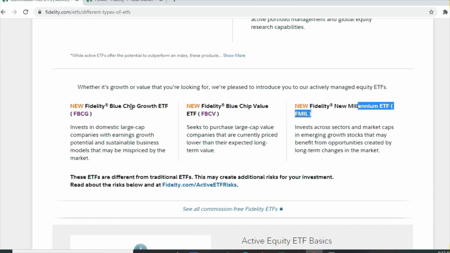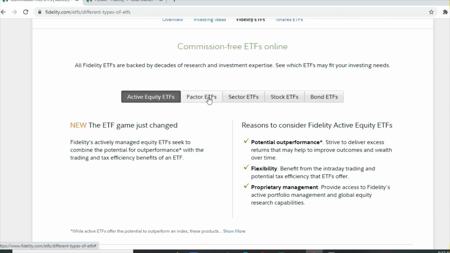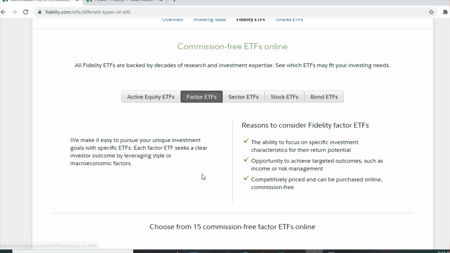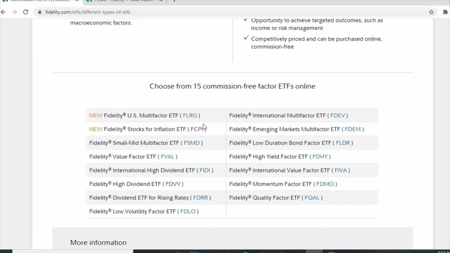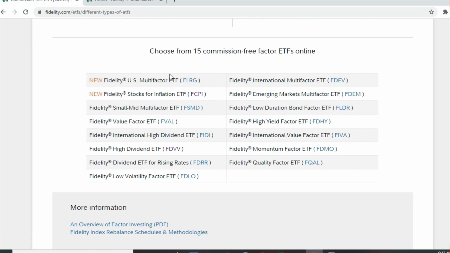So from a complete beginner or an average Joe perspective, relatively new in investing, I find it very hard to recommend these types of ETFs because they have so many other great options available for the complete beginner. Let's talk a little bit more here. So if we come up here, we can see factor ETFs, and these are kind of similar to active equity ETFs. With a factor ETF, they are helping you hone in on specific types of investments. So you've got a lot of different options here. We've got the multi-factor ETF, stocks for inflation, the small to mid-sized multi-factor ETF, value, international high dividend.